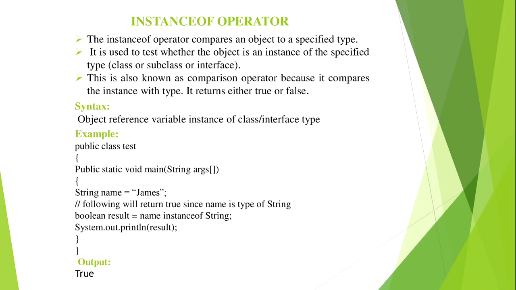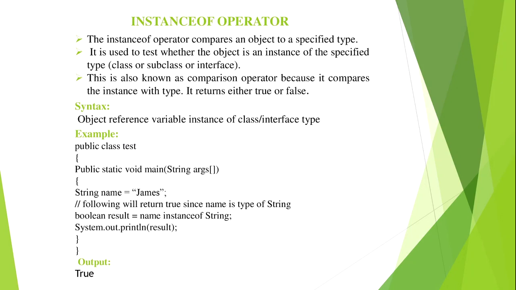Now we see what the syntax is. The syntax is the object reference variable, then instanceof, which is a reserved word, a keyword, and then after instanceof you write the name of the class, subclass or interface type. In the example, the concept will become clear. Here I take one class with the name TestClass. It includes the main method, and in the main method I take one variable of type String. That variable is name, and it is initialized with the value James.